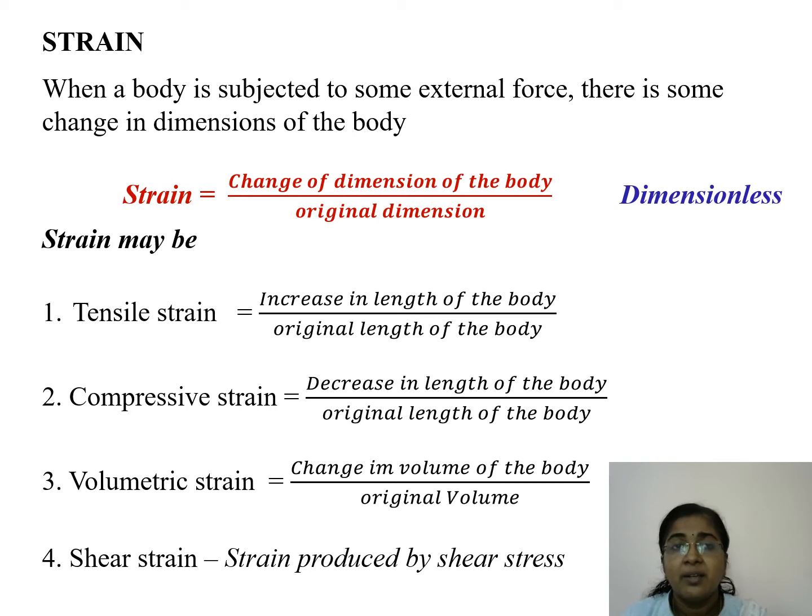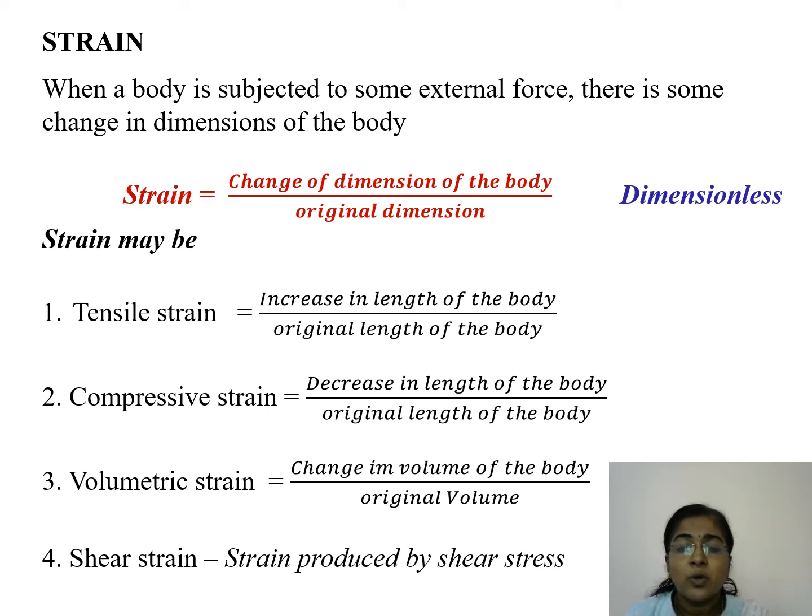Tensile strain: when a tensile force is acting on a body, the tendency is to elongate or increase the length of the body. The ratio of increase in length of the body to the original length of the body is tensile strain, whereas compressive strain is the ratio of decrease in length of the body to the original length of the body. This occurs when the force applied is of compressive nature. When we apply a pushing force to the body, it will have a tendency to decrease its length. The ratio of decrease in length to original length is compressive strain.